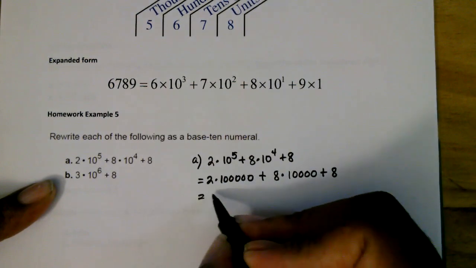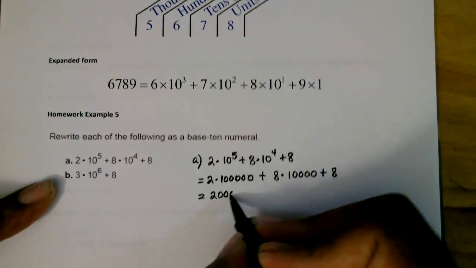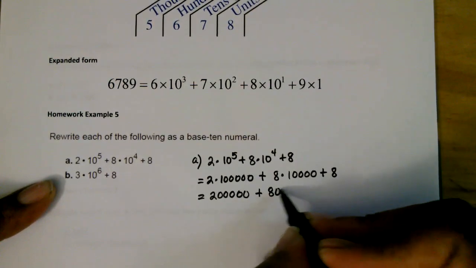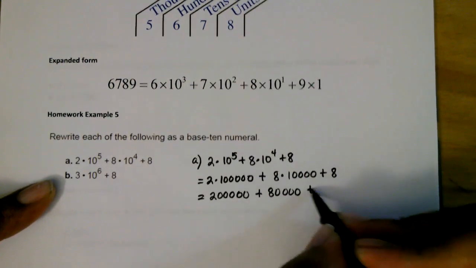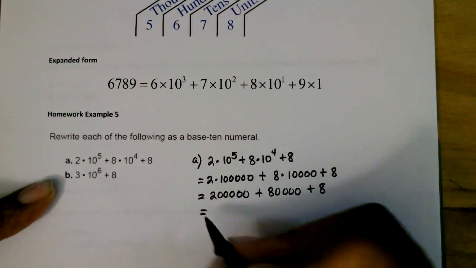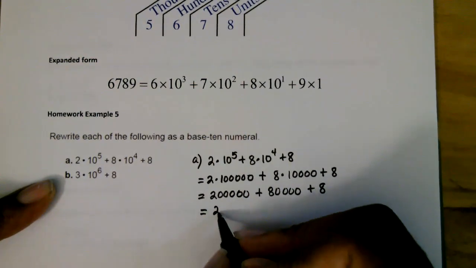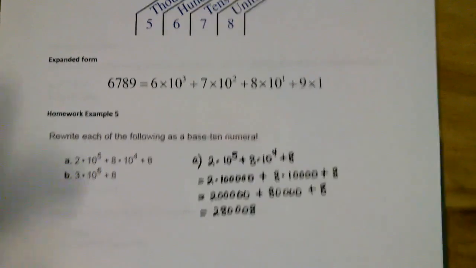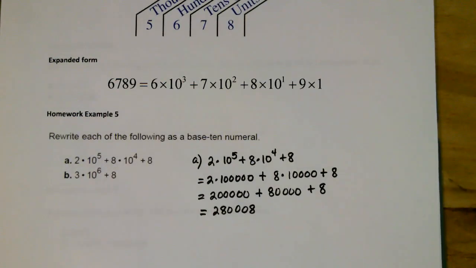So if I multiply 2 times 100,000, that's 200,000. 8 times 10,000 would be 80,000, plus 8. And if I add those together, this will end up being 280,008. And that would be the base 10 number for that expanded notation.